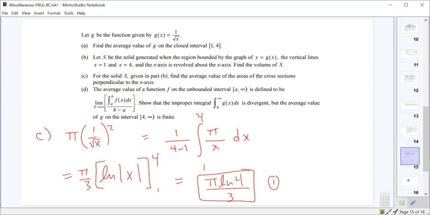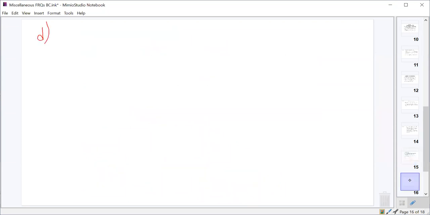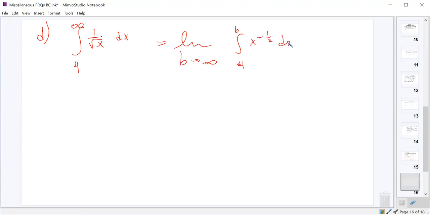No. Okay, so we're going to do the integral from 4 to infinity of g of x. That was g of x, right? 1 over root x? Yeah. So first off, we're going to rewrite that as a limit as b, or a or whatever you want to call it, approaches infinity of the integral from 4 to b of x to the negative 1/2 dx.